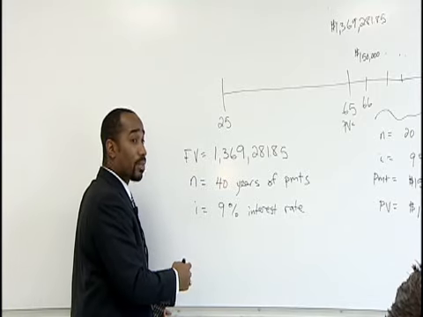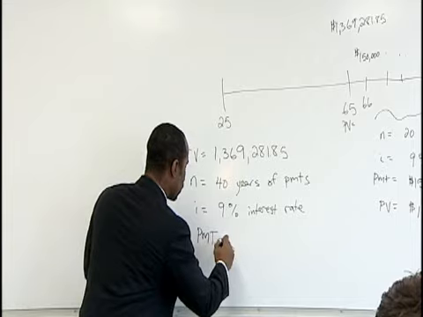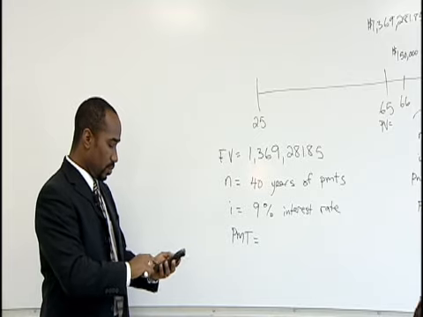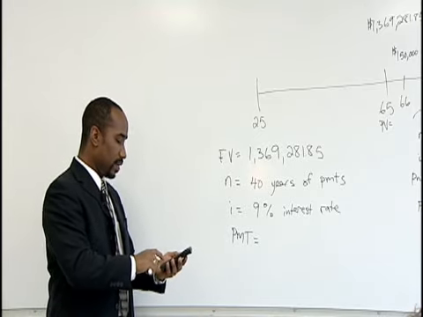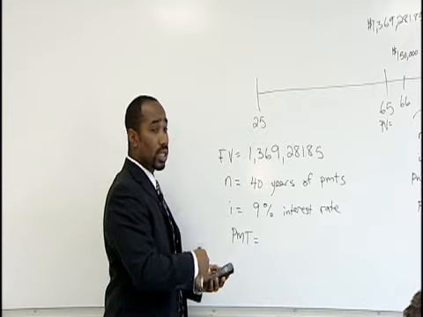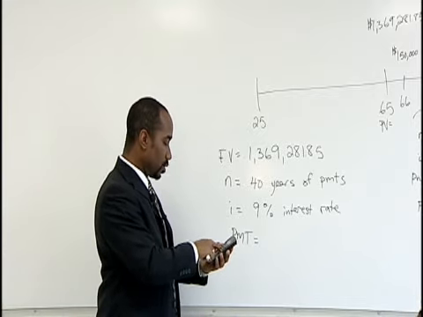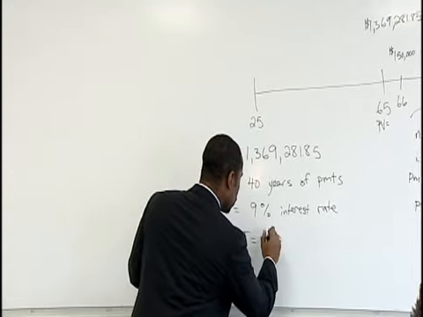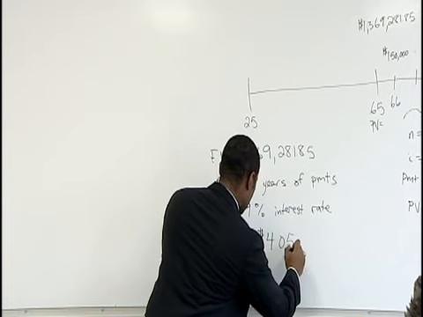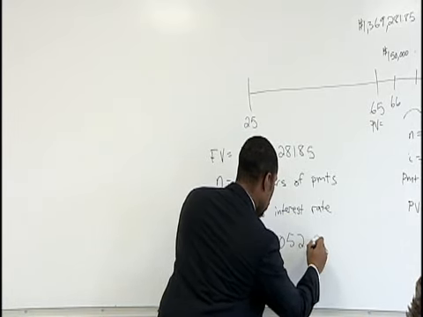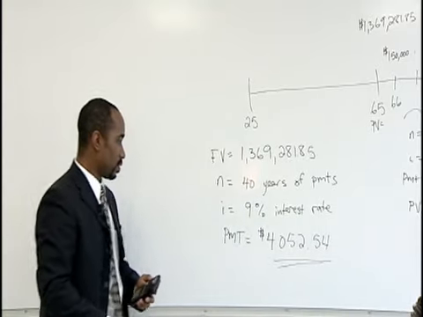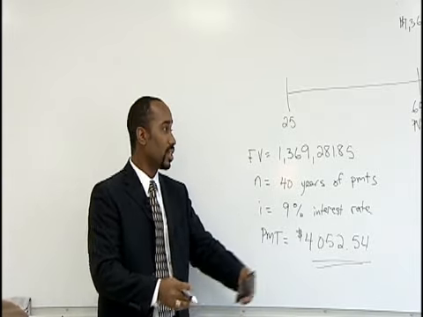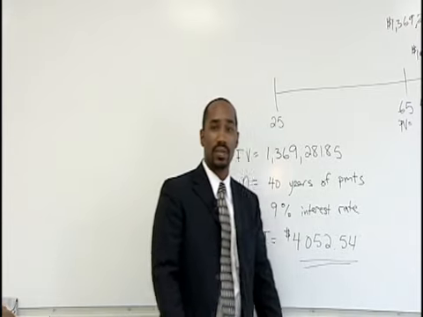So once again, we're going to look for our payment. This is going to be our annual payment. So now we have in our calculators $1,369,281.85 as our future value. Our N becomes 40 years while we're working. 9% interest. Again, we want to compute our payment. So what do we get? Well, just a little over $4,000 a year. $4,052 and about 54 cents. So not bad. If we save $4,000 a year, we'll be able to retire as a millionaire. And once we do that, we can take out $150,000 every year.